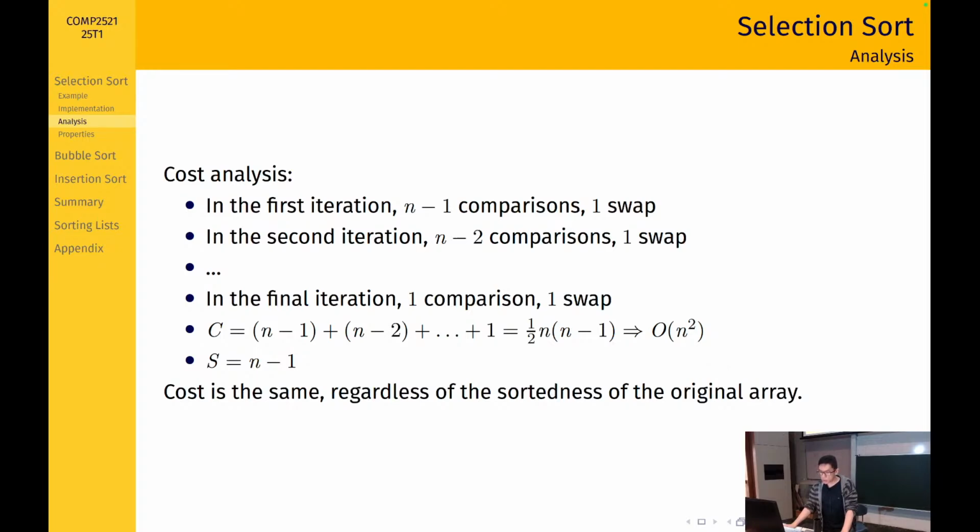And the reason we're using the word cost here is because every operation has a cost, in terms of it takes time to perform the operation. So it's kind of like a time cost for the algorithm. And the number of swaps is equal to n-1, because we have n-1 iterations. So that's the analysis of selection sort. We see that the time complexity of selection sort is O(n squared).